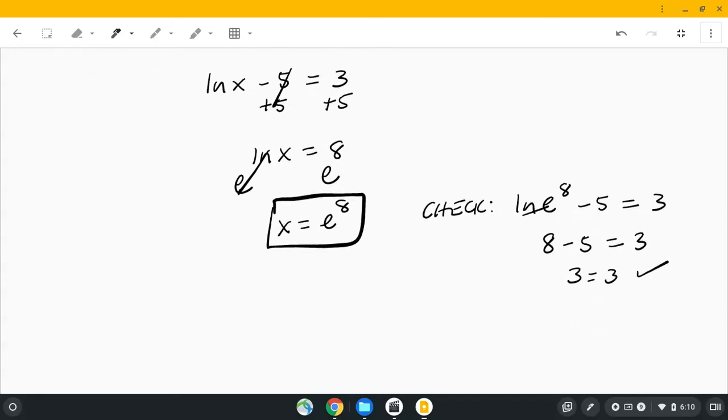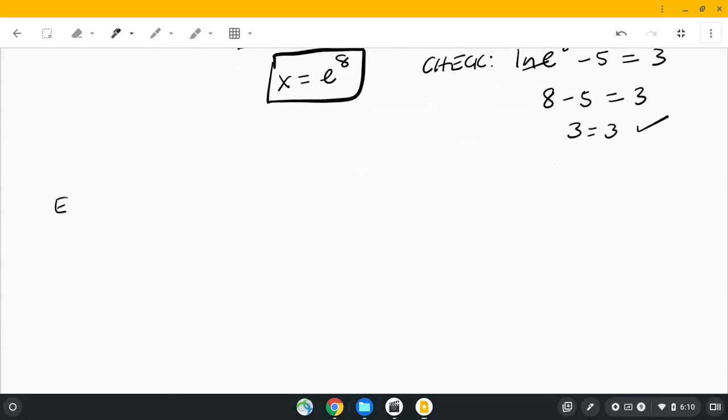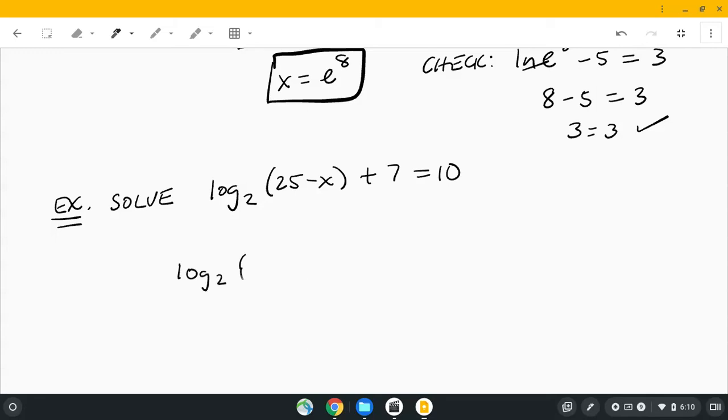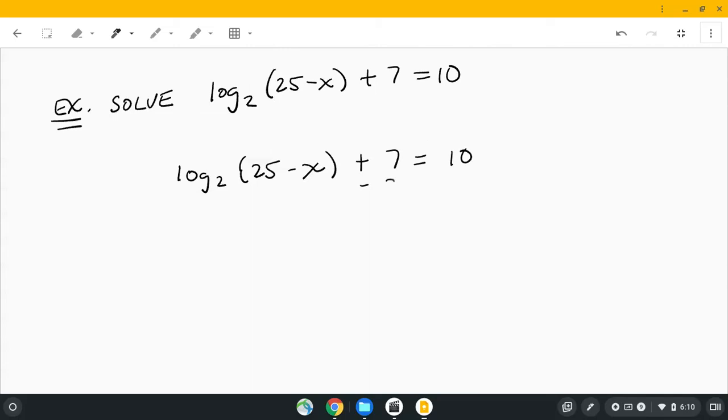All right. Let's take a look at another example. Let's solve log base 2 of 25 minus x, plus 7 equals 10. I'm going to bring it down here so I have room to do the work. So here I'm going to get the log term by itself. I have to subtract 7 on both sides. And I get log base 2 of 25 minus x equals 3.